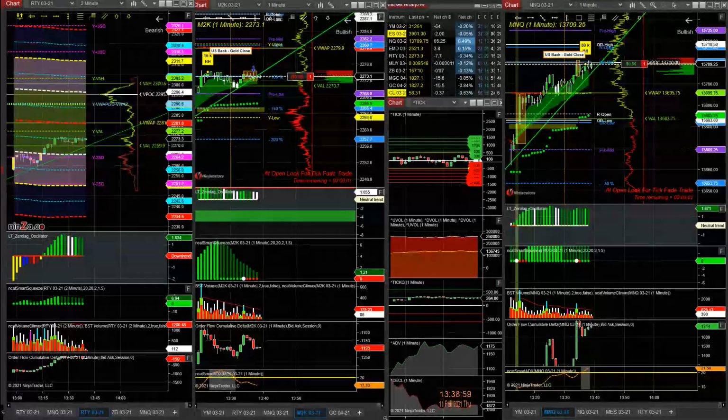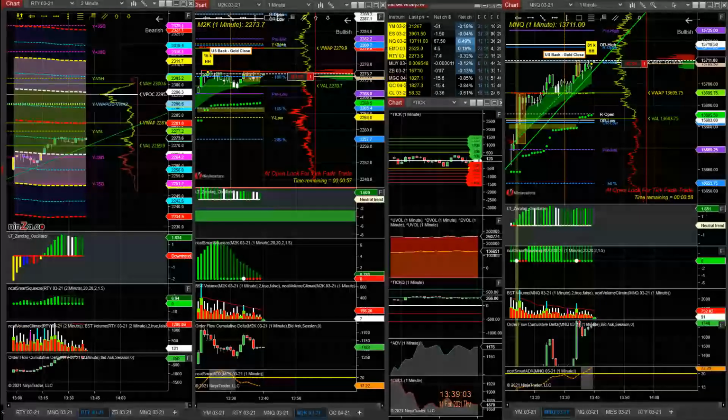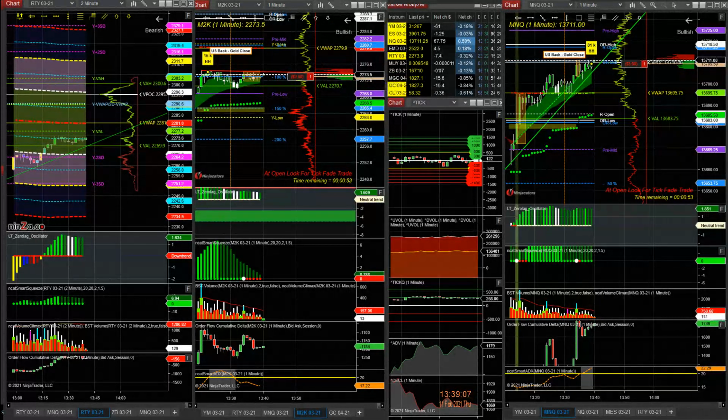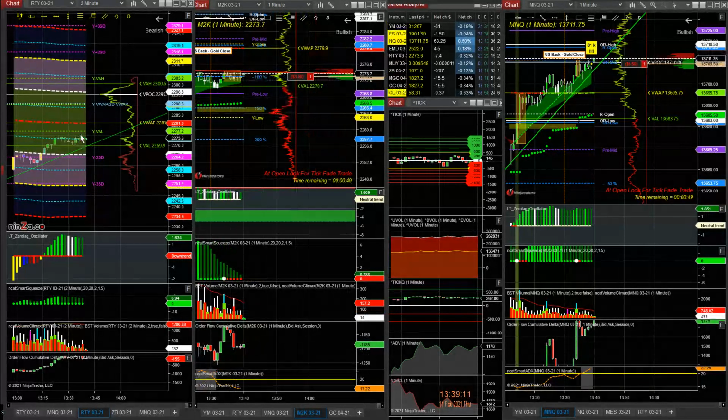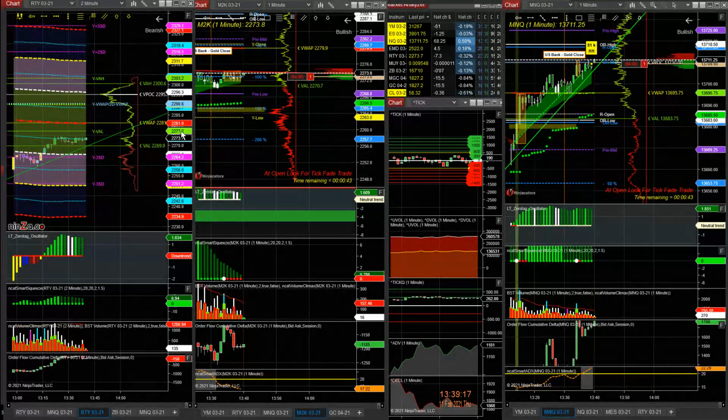Just put on, it's 1:38. Put on a time of day pivot play on Russell Micro, NQ Micro. I'm looking to try to get a fill on an RTY at 2274.7, somewhere around here. I would like it to come to 8:1 actually.